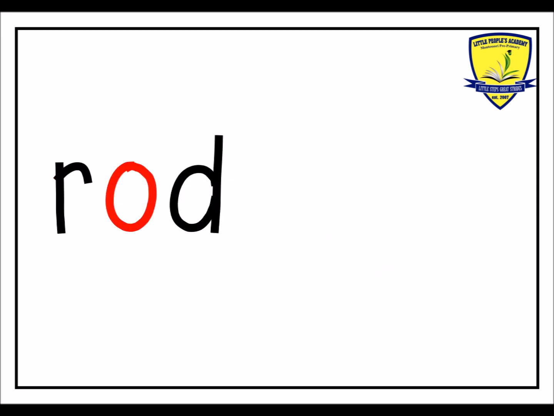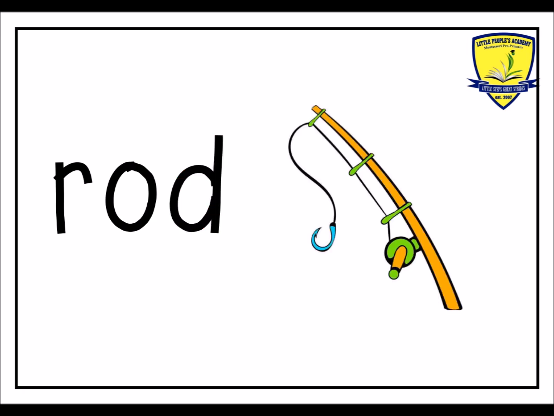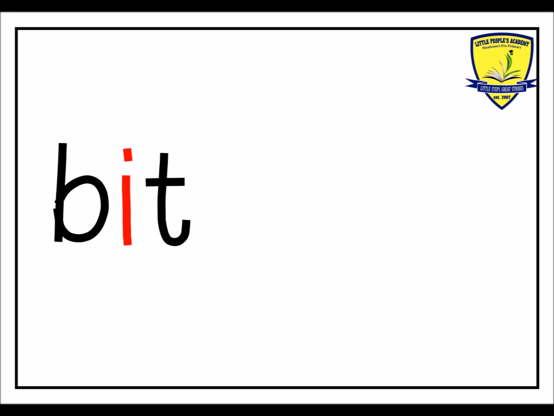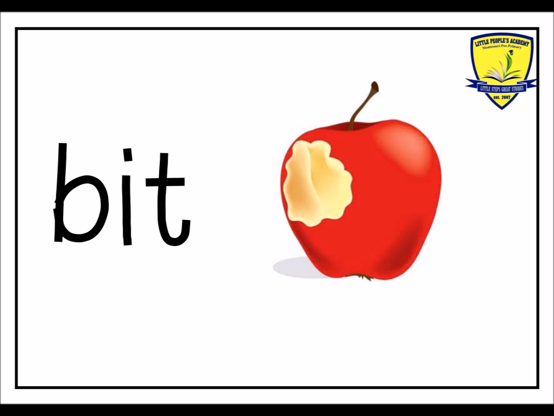R, O, D. Rod. R, O, D is rod. Did you get that correct? B, E, T. Bet. B, E, T is bet. Did you get that correct?